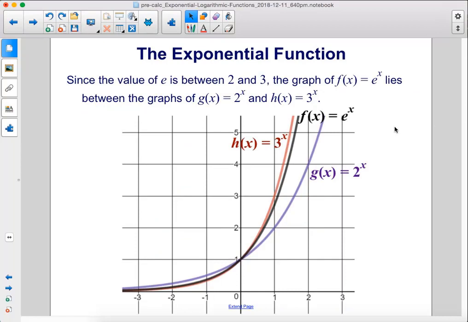Since the value of e is between 2 and 3, the graph of f of x equals e to the x lies between the graphs of g of x equals 2 to the x and h of x equals 3 to the x. So here in purple we have 2 to the x, in black we have e to the x, and in red we have 3 to the x.